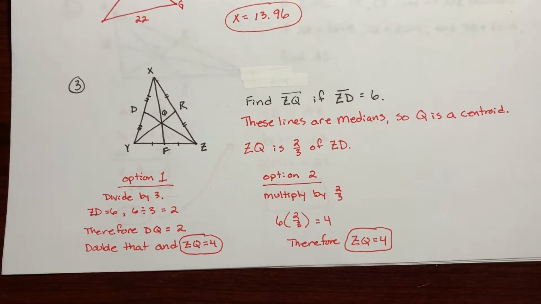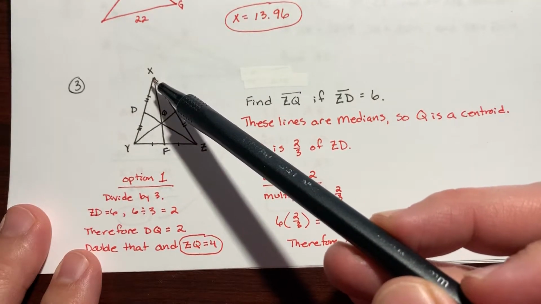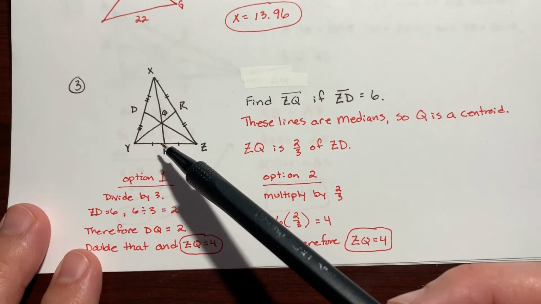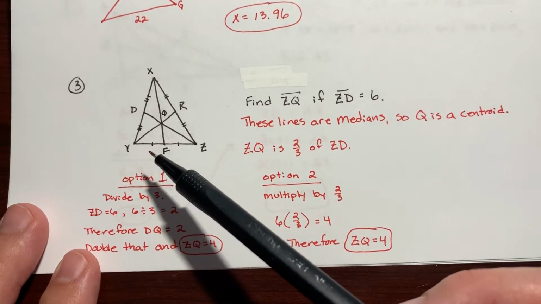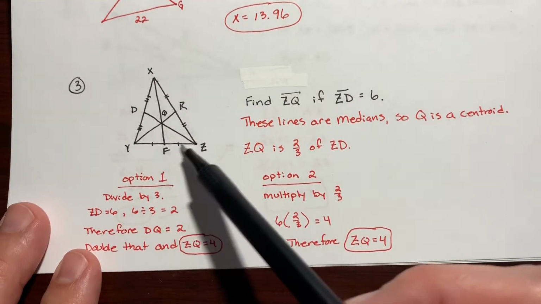All right, in example 3 or practice problem 3, you're now talking about a centroid. A centroid deals with median lines. A median is a line that comes out of a vertex and hits the midpoint of the opposite side. Another word for midpoint would be bisector. It bisects the opposite side, cuts it in half.